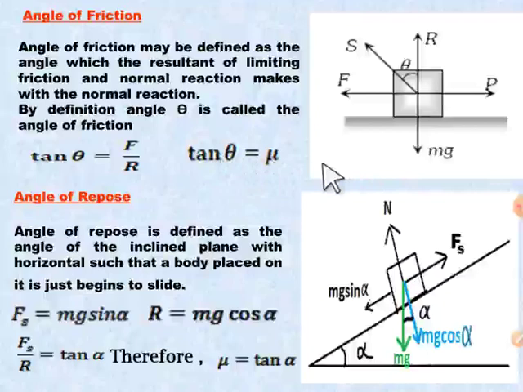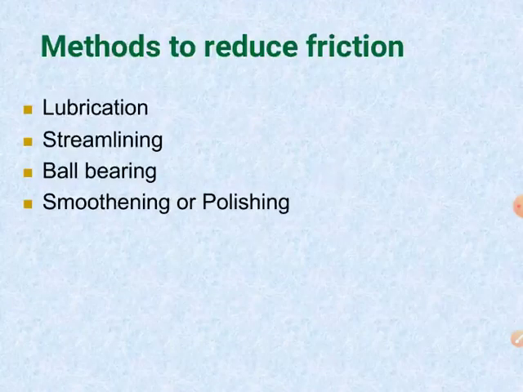Okay, angle of friction is equal to what, angle of repose. Got it? Now let's see some methods to reduce this friction. To reduce this friction, we need to have lubrication. Lubrication may be liquid, or it may be in the form of solid, or in the form of oil. Whenever a machine is not working properly, then we usually apply some lubricating oil or grease, like that, right? The next one is streamlining.